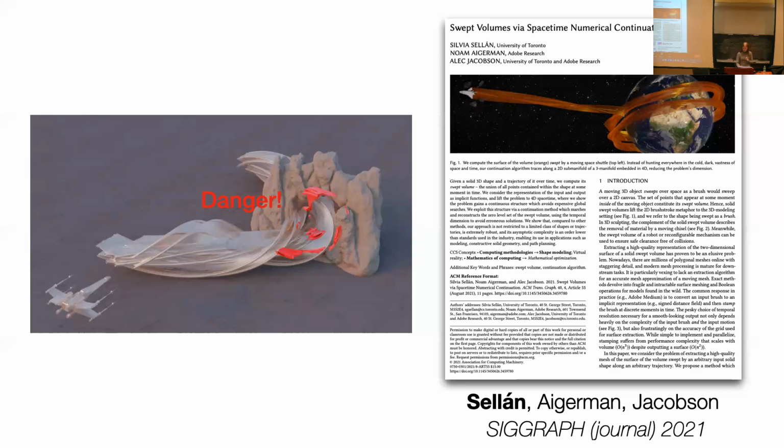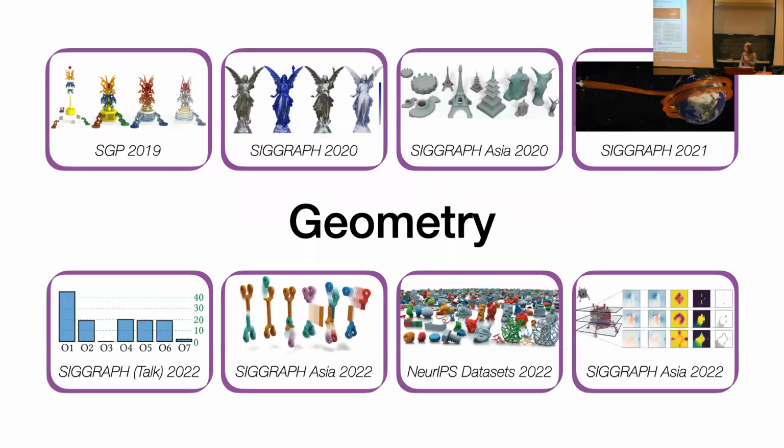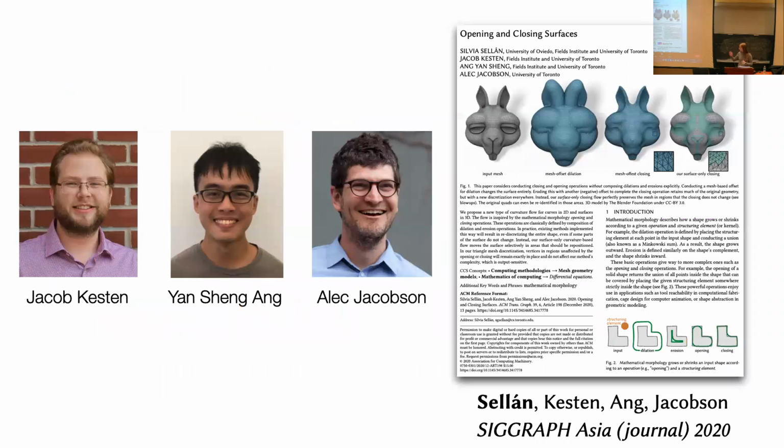Great, so I was saying this is a fundamental geometric problem. Geometry in, geometry out. This is a problem that if you're a mathematician, it's very interesting because it's very geometrically rich. And that's what I meant when I say that I've tackled fundamental geometry problems. I thought I'd give you another example. So this is another fundamental geometric problem that I tackled together with Jacob Kesten, Yansheng An, and my advisor, Alex Jacobson. You'll get tired of seeing his face around.